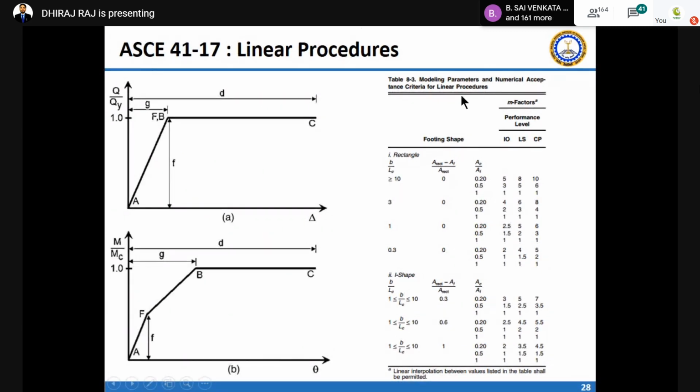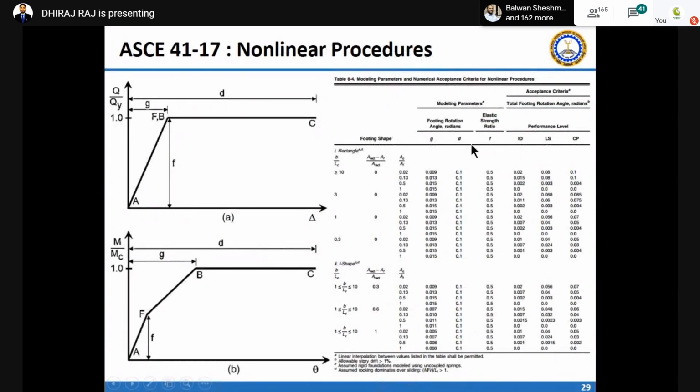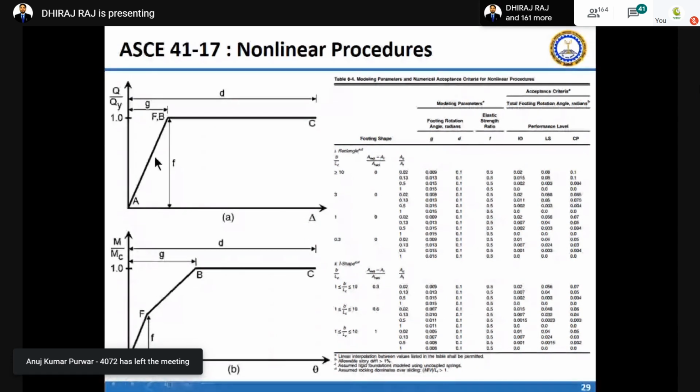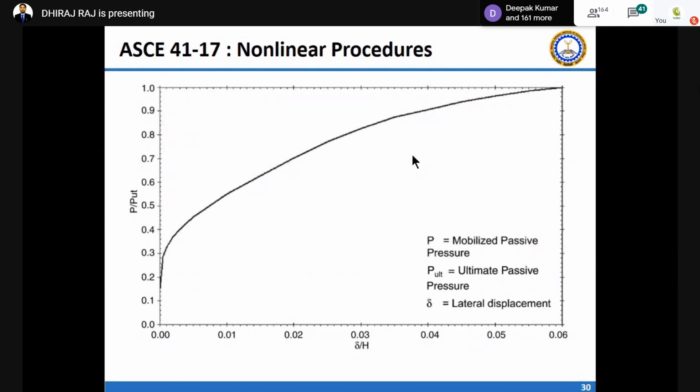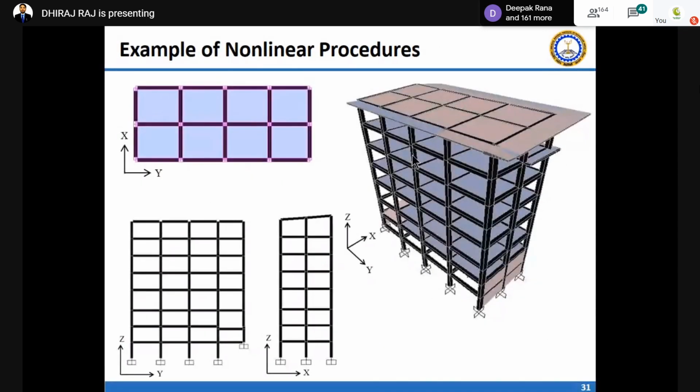So for the nonlinear procedure, this IO, LS, CP is there, and it is there for rectangular and I-shaped foundations. For the non-linear procedure, these tables are there from where you can get these factors F, B, C, G, D, and you can make your own moment rotation and load deformation curves, and that can be applied directly to the base of the structure. So this is a basic pressure mobilization curve for the sliding.